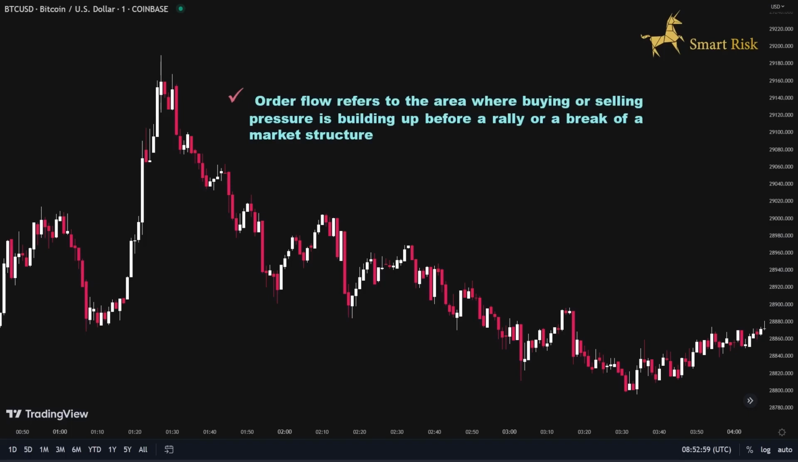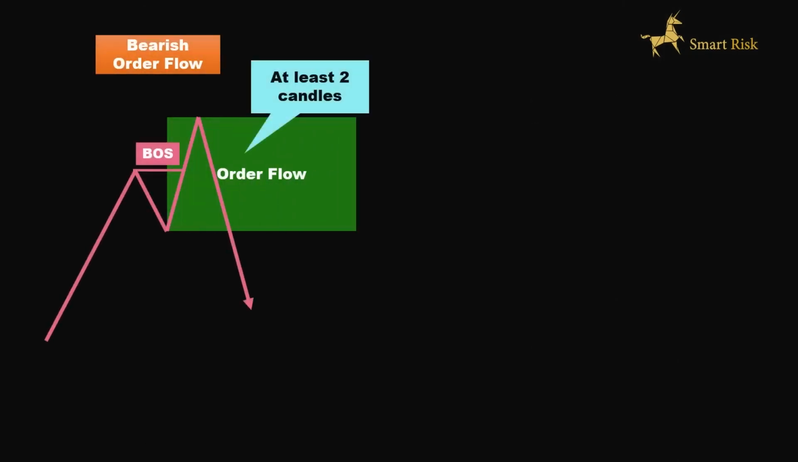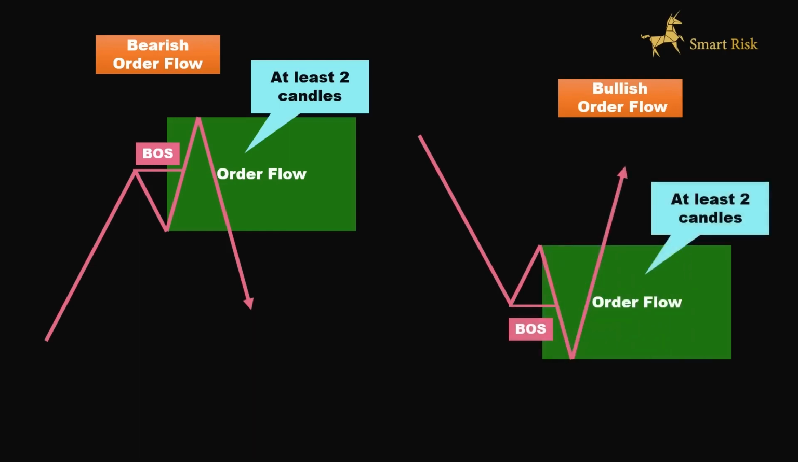Order flow refers to the area where buying or selling pressure is building up before a rally or a break of a market structure. The bearish order flow refers to an area on a chart that contains bullish candles, typically 2 or more, created before a sudden and significant bearish movement toward the downside, and the bullish order flow is the zone that contains bearish candles created before a sharp or intense bullish movement toward the upside.